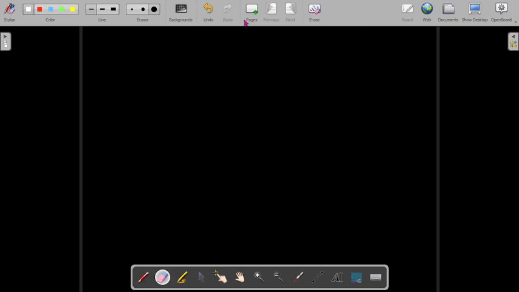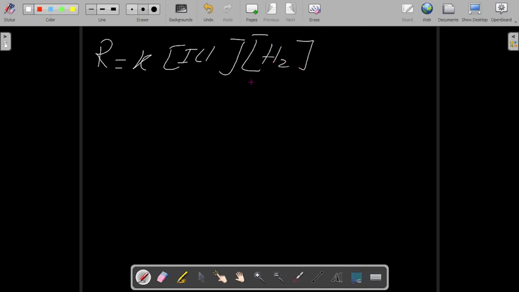Let me erase this so we have more room. So let's see. R equals K, concentration of the first, and we know that the exponent is a 1. You don't have to put a 1. Anytime that you have an exponent 1, you leave it alone. And multiplying the concentration of the second reactant.